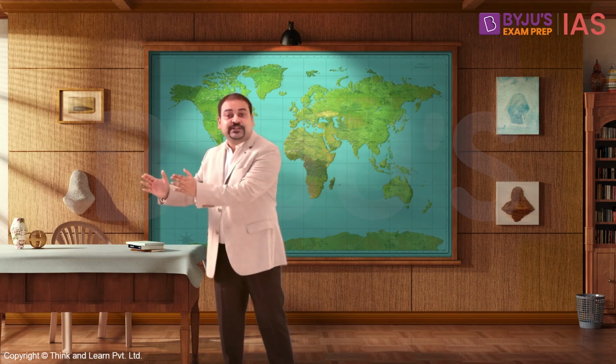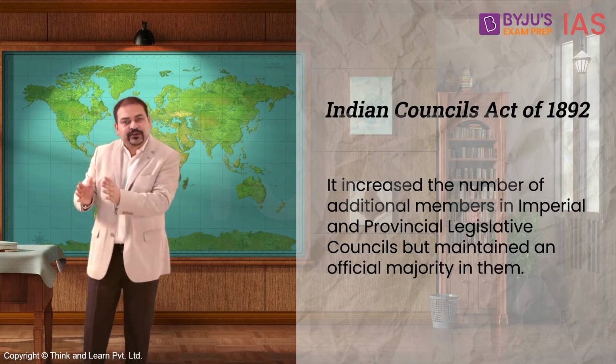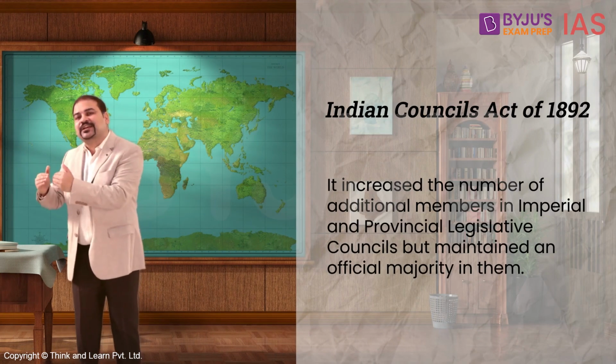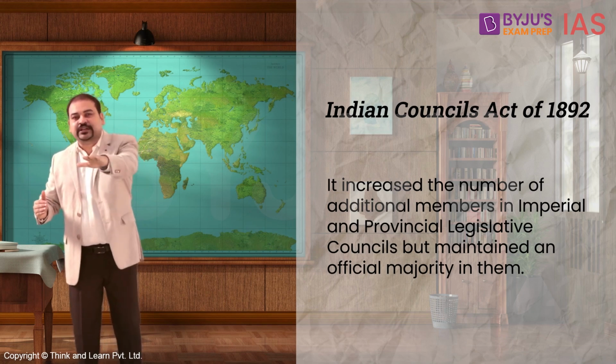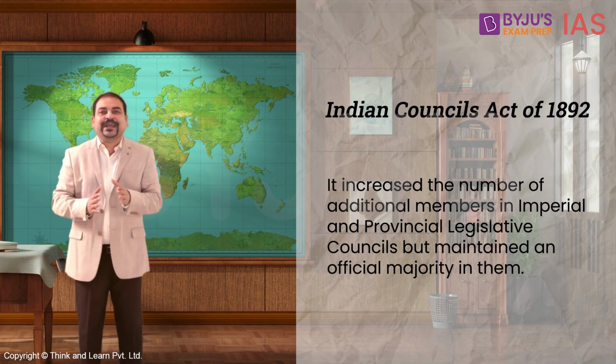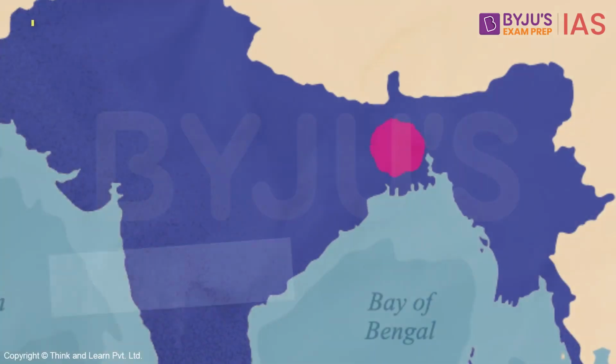One of the demands of the INC was the reformation of the Legislative Council and elections. And as a result, the Indian Councils Act of 1892 took shape. It increased the number of additional members in the imperial and provincial legislative councils, but maintained an official majority in them. So, it didn't seem satisfactory to Congress.